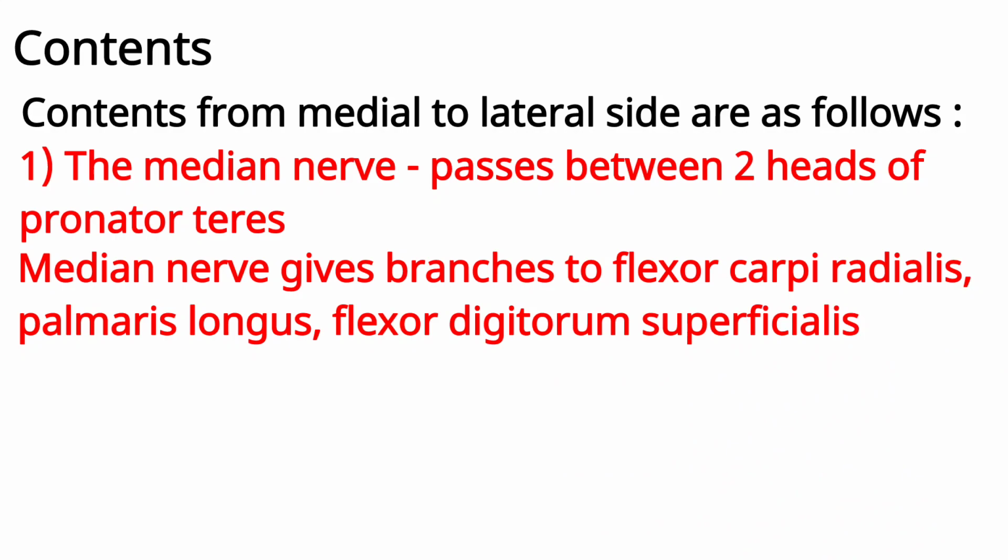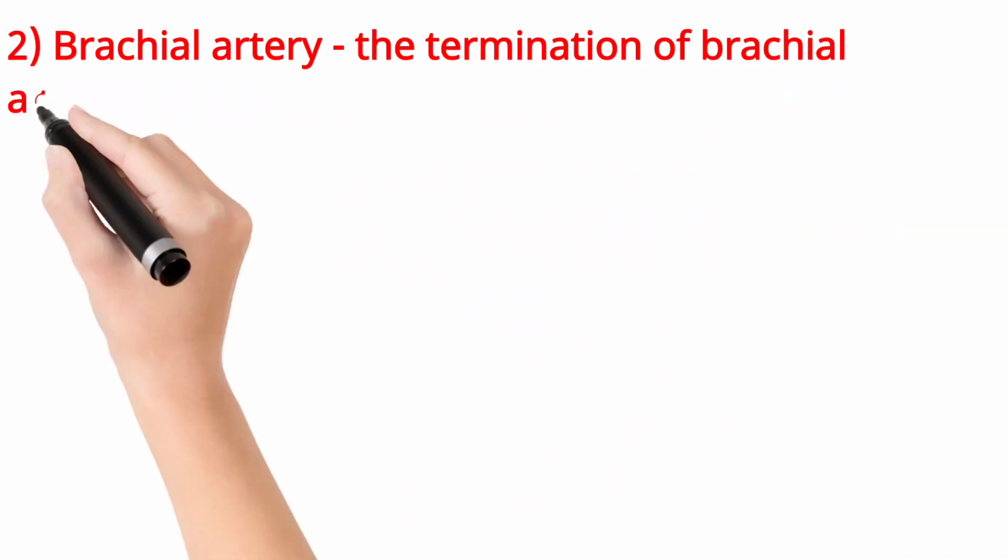Now coming to contents of the cubital fossa. The contents of the cubital fossa we will learn from the medial side of our arm to the lateral side of our arm. So the first medial content of the cubital fossa is median nerve. Median nerve is the most medial structure of the cubital fossa. Remember, medial.